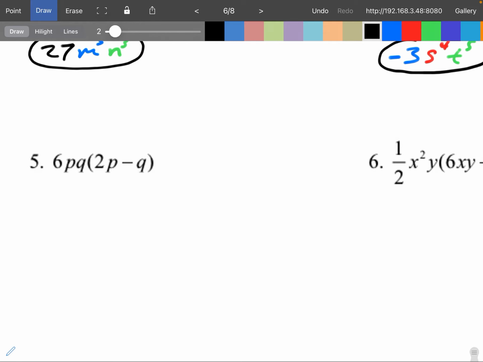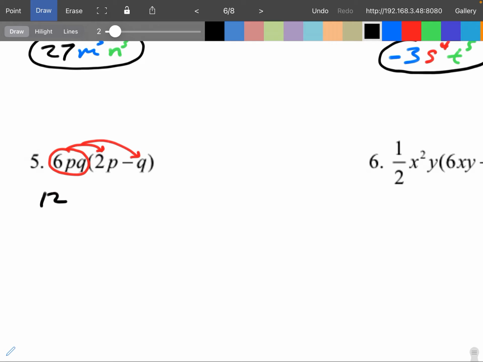All right, number 5. Same thing. We've got this one term out in front, right? The term we got out in front is 6 times a P times a Q. You got to distribute that. So really what you're going to distribute is this whole monomial. So you're going to distribute this onto the 2P and onto the negative Q.